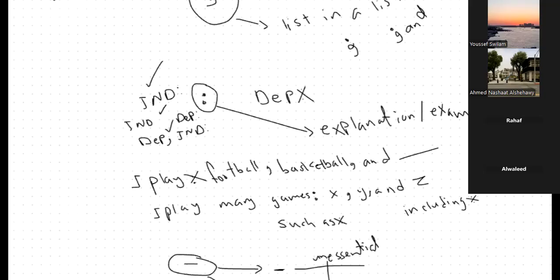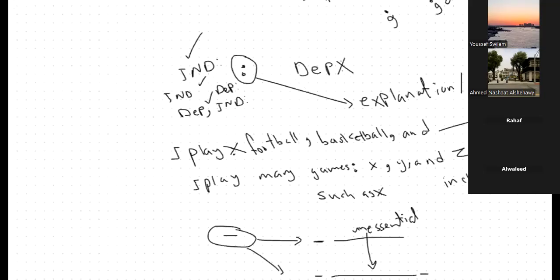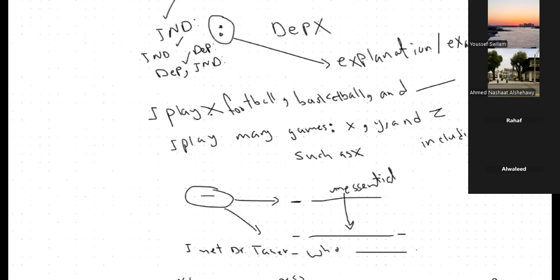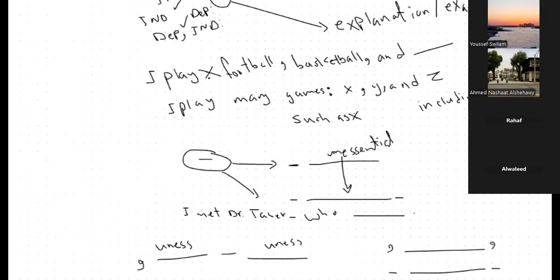Look here. I play colon football, comma basketball, comma and volleyball. Wrong. Because I must say play, and I must divide between the subject and the verb and the object. But I can say I play many games. Yes, like that it's understandable. I put colon, then I said X, comma, Y, comma, and Z. Don't put colon after such as. Don't put colon after including.